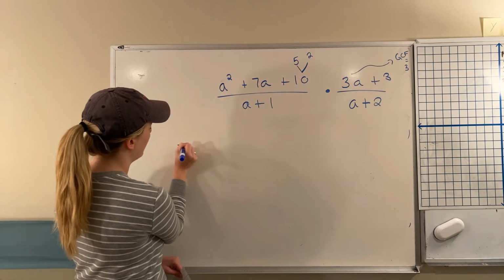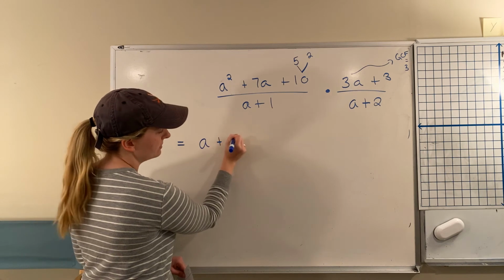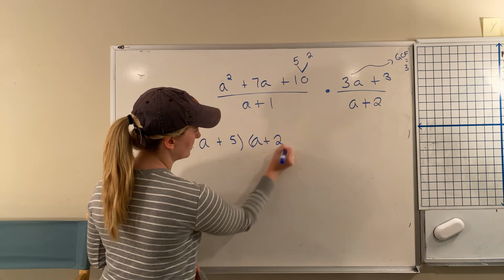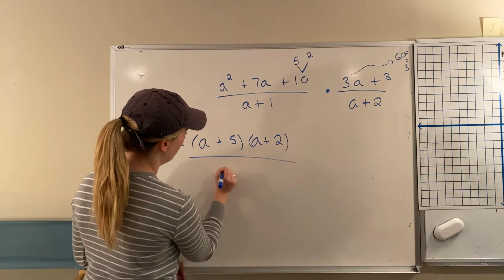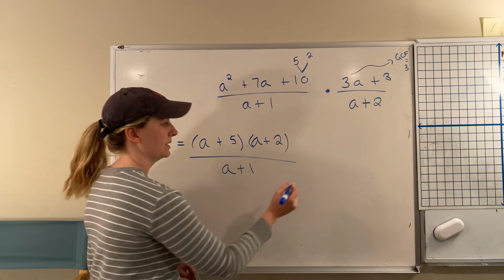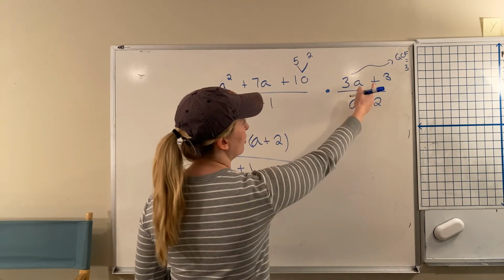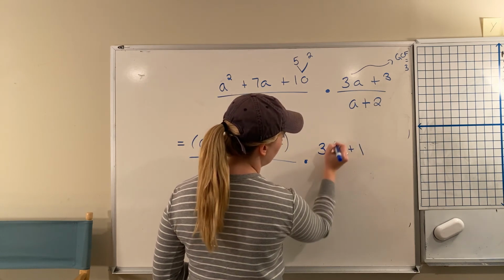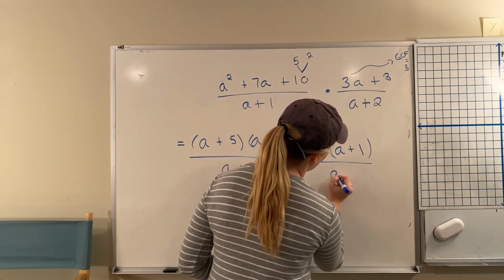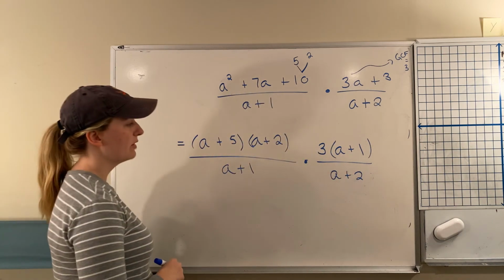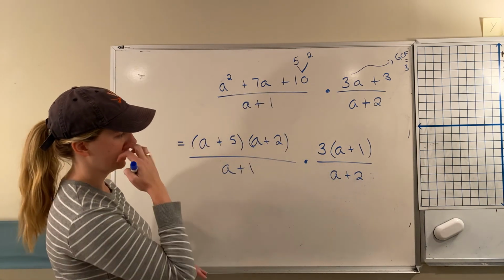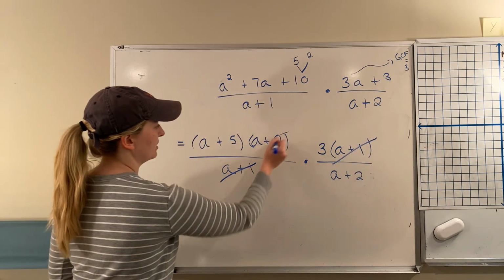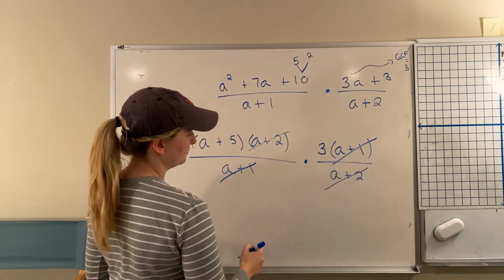So if we go ahead and factor this now, we have a plus 5 times a plus 2 all over a plus 1 times, we're going to pull out this 3 now, 3 times a plus 1 over a plus 2. And now we can see we have double what we can cancel out. We have a plus 1 here and a plus 1 here. And now we have a plus 2 here and a plus 2 here.